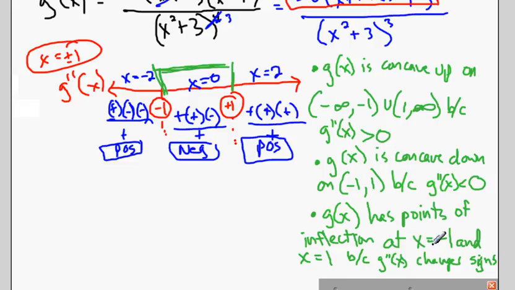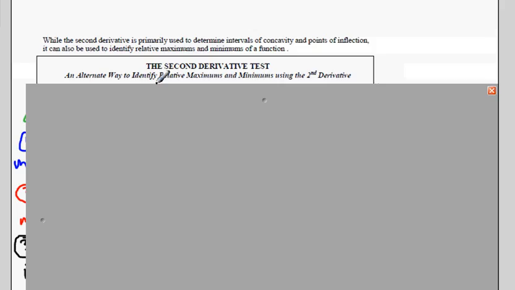And now I know g of x has a point of inflection at both x equals negative 1 and x equals 1, because the second derivative changes sign at negative 1 from positive to negative, and at positive 1 from negative to positive.